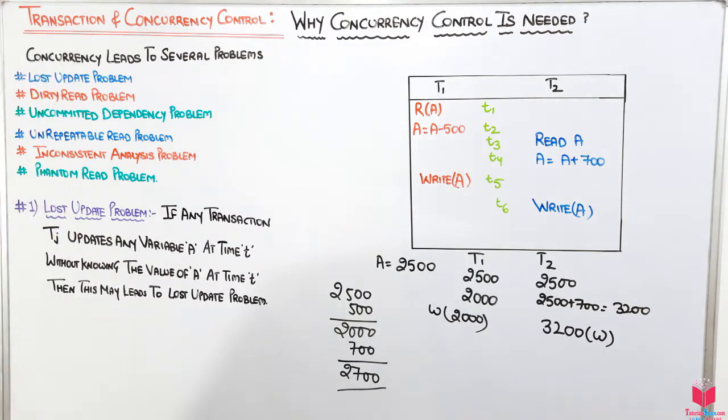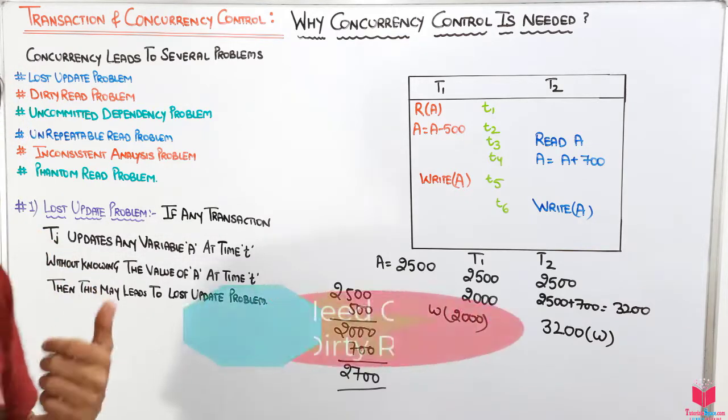Okay guys, so in the next video we will study the dirty read problem, which arises from reading the value of a variable. We will discuss it in the next video.